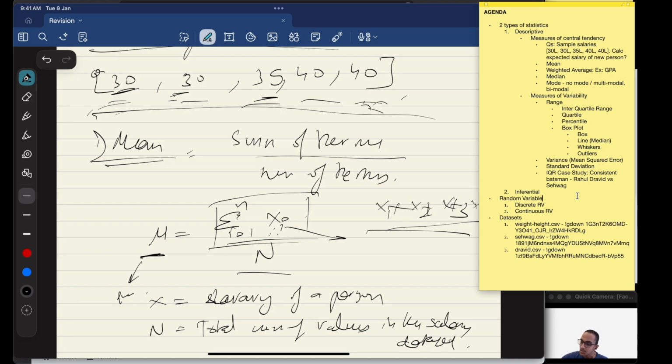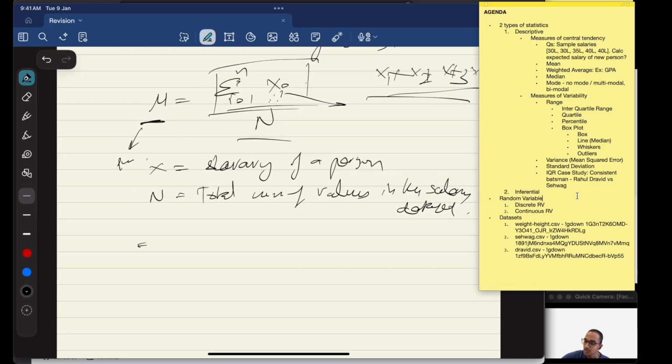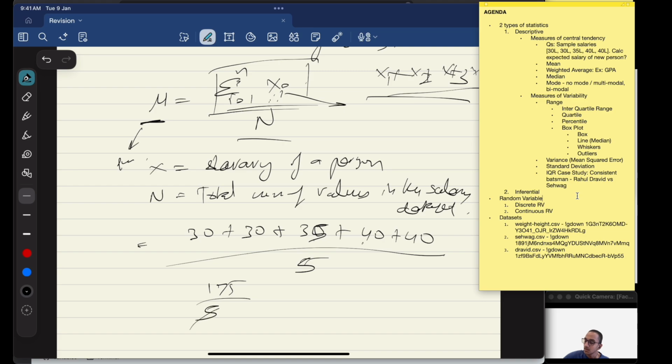I feel like I'm missing something, but let's calculate the mean. So here the mean would be the sum of terms. Here that would be 30 plus 30 plus 35 plus 40 plus 40 by 1, 2, 3, 4, 5. So how much is it? 60, 95, 135, 175 by 5. 5 3s, 5 5s, 25. So the average is 35. It seems kind of correct, right? So this is how we found the center of this data set.